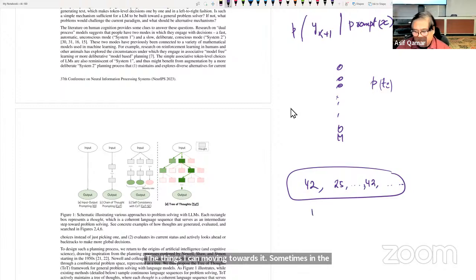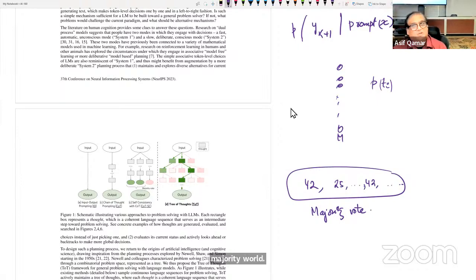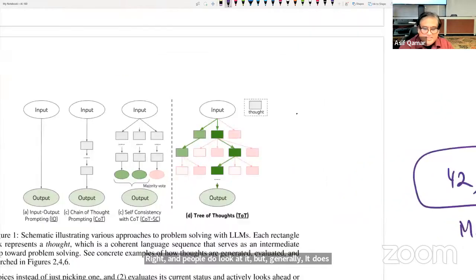So if you take the majority vote and pick the majority answer by repeating it multiple times, you should say, okay, Mary has 42 apples. No, not really. You can talk about how often it came up with the right answer, and people do look at it, but generally, it does tend to work occasionally. So that is the idea here, guys.